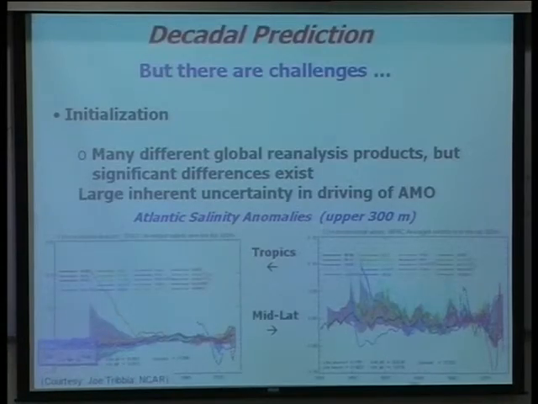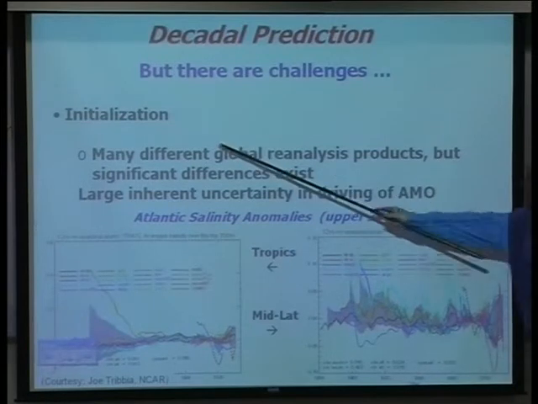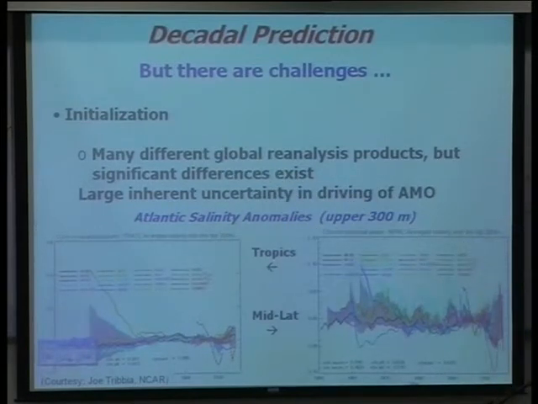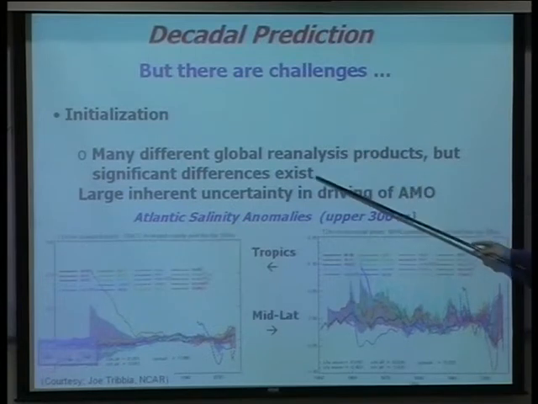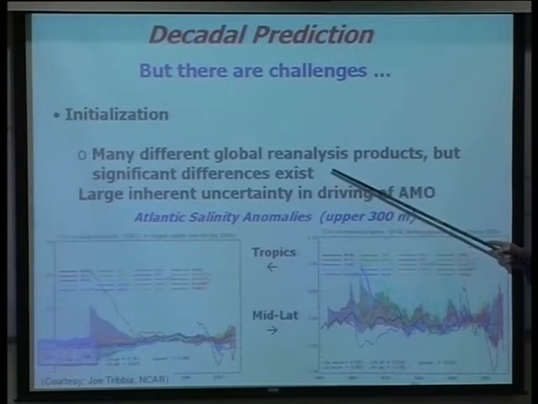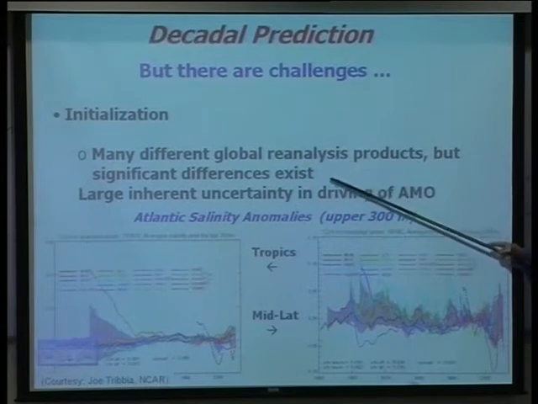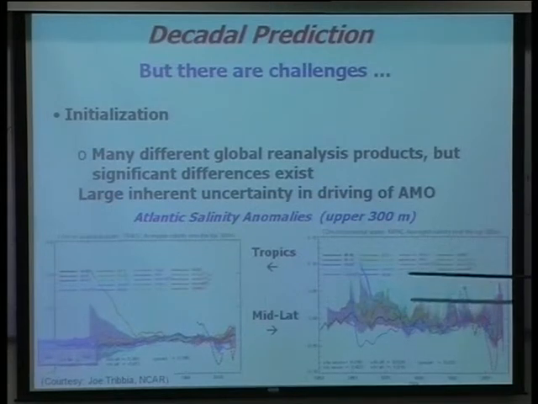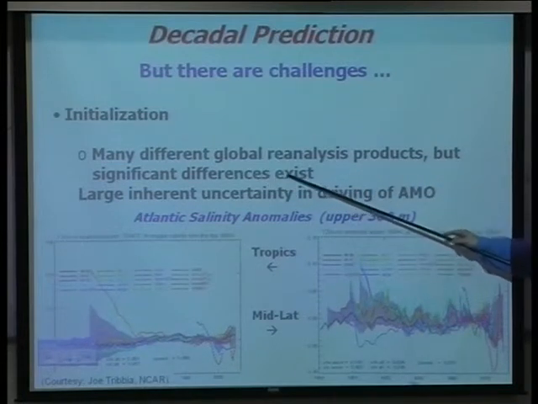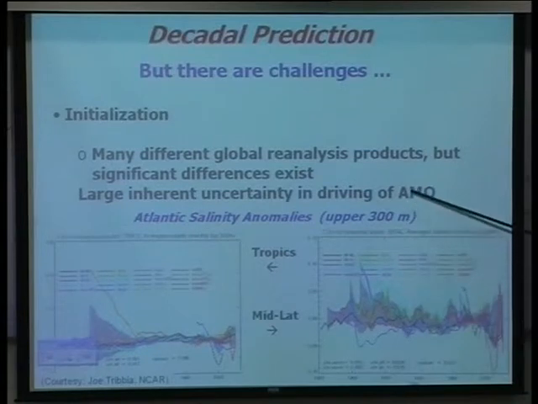Okay, so here's the big problem with decadal prediction. Again, initialization. There are actually quite a few global reanalysis products. When they make a reanalysis, they take all the historical data they have, go back and rerun the model, and make a complete set. For instance, they might go back to 1950 and run it up to 2010 as quickly as they can, just to have a complete analysis. Many centers are producing these in Japan, Europe, the United States, and several in each of those places. But the problem is that there are many significant differences, especially in fields that are important to things like the AMO.